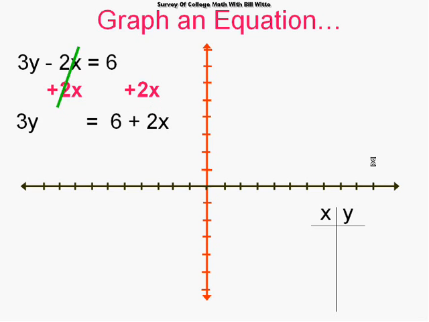And I'll get 3y equals 6 plus 2x. Can't add those. Now I've got to get rid of the 3. He's multiplying, so I divide both sides, the opposite, by 3. And he'll go away, and finally I'll have y by itself. y will equal 2 plus 2/3 x, or 2x over 3.